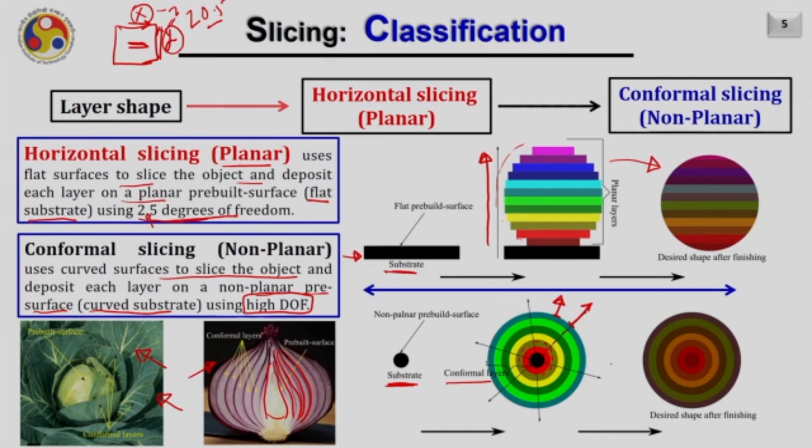You can see one of the benefits of this conformal slicing immediately in this example, that the shape which we are producing is accurately the same as what we desire. There may not be any finishing operation required for this particular case. So this was the classification based on the shape of layer.